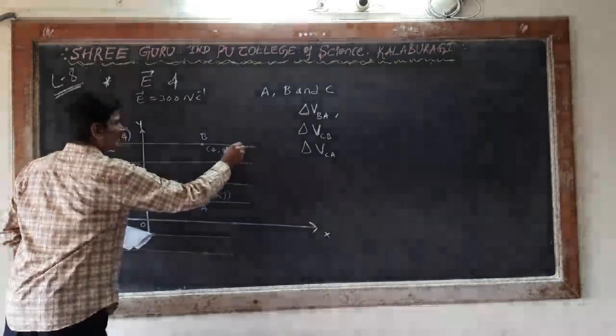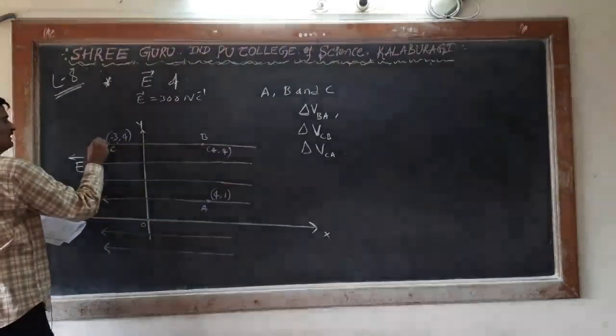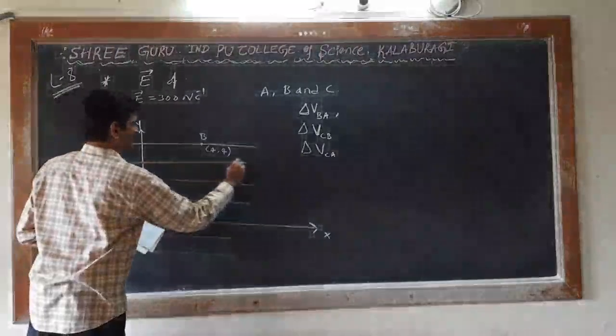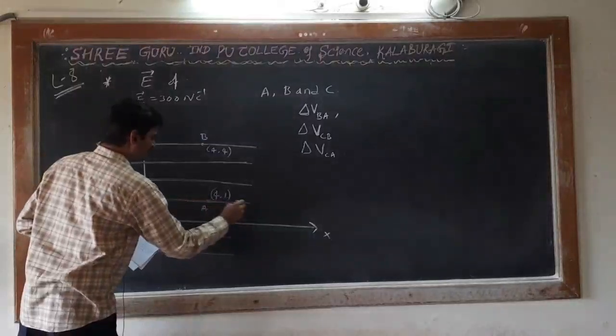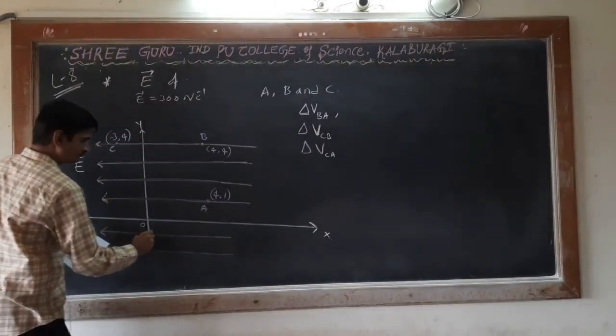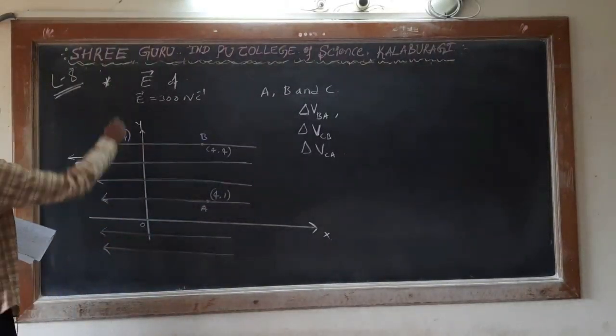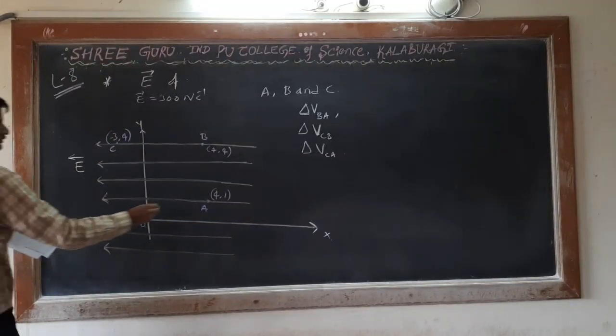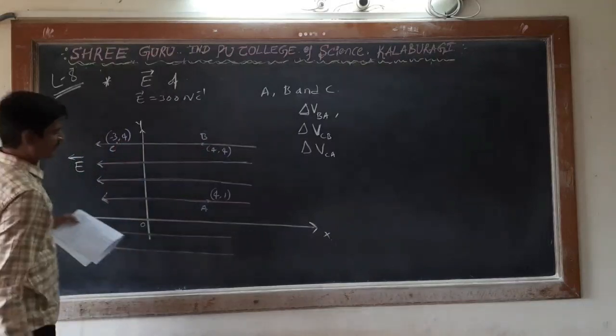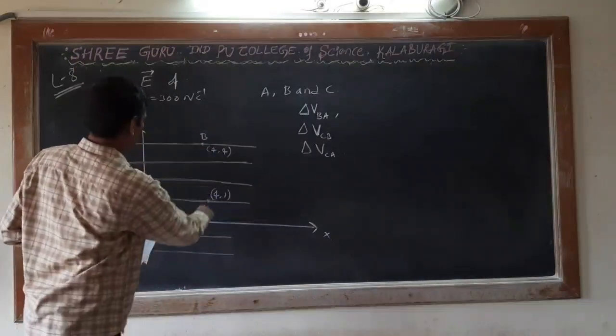So this line indicates electric field. You know that. This is the electric field in the direction of negative x-axis, as given in the question. This is the x-axis and this is the y-axis. This is 0. Okay. So A, B, C, 3 points are there.